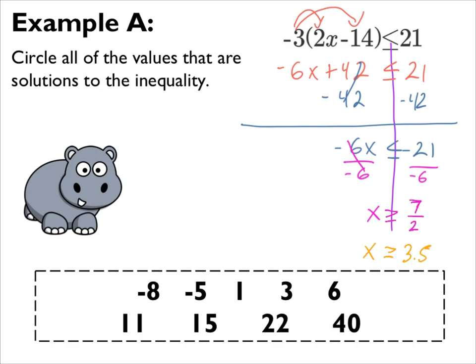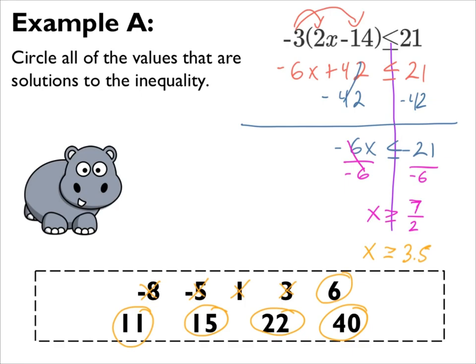Negative 8, no. Negative 5, no. Positive 1, no. Is 3 greater than 3.5? No. 6 is greater than 3.5, so that's a solution. 11 is greater than 3.5, that's a solution. 15 is greater, that's a solution. 22 is greater, and 40 is greater. Notice we had more than one solution. Any number that was greater than 3.5 was a solution to this inequality.